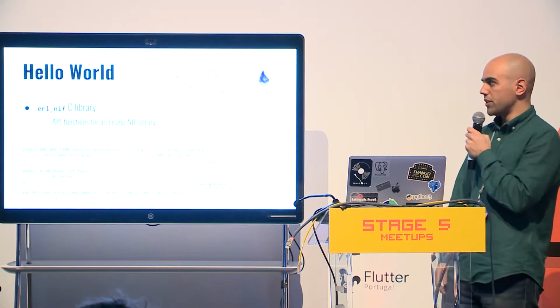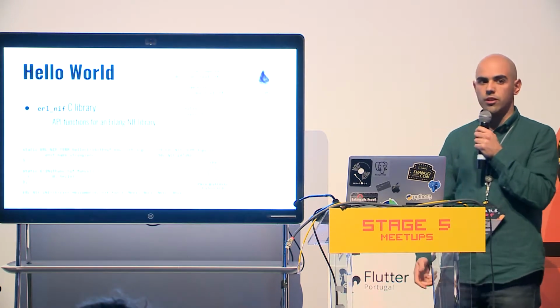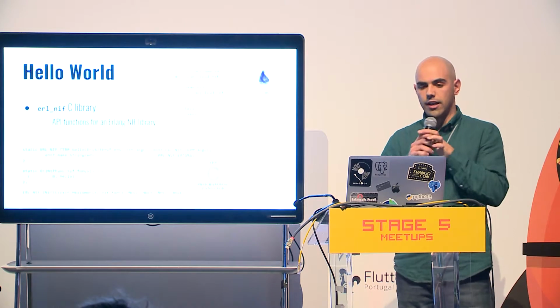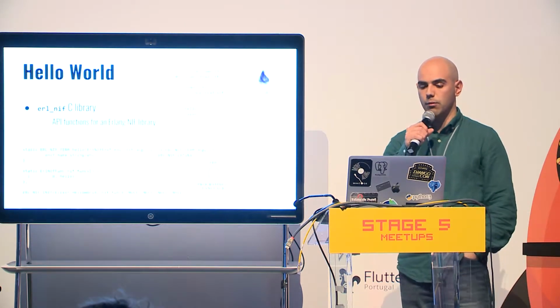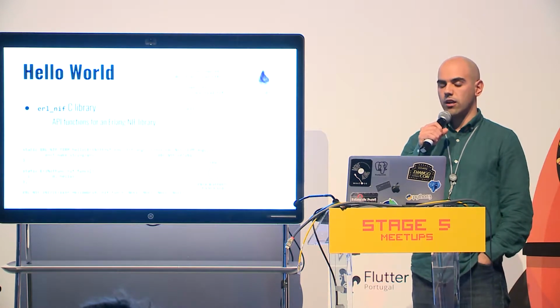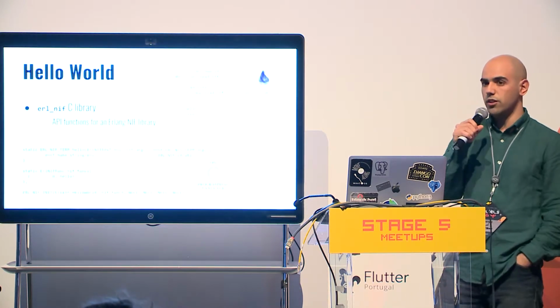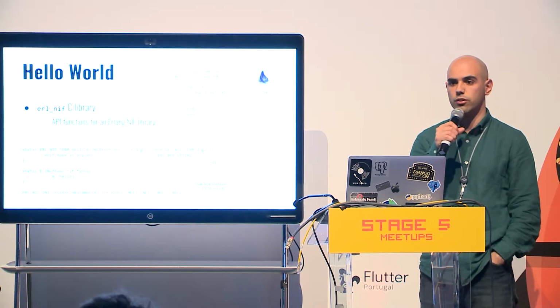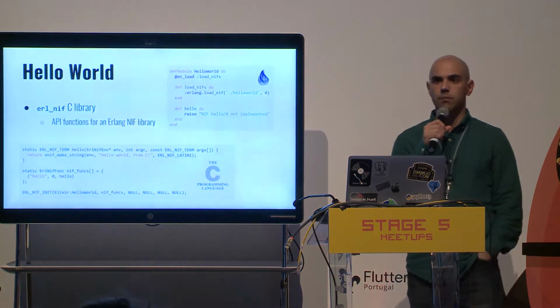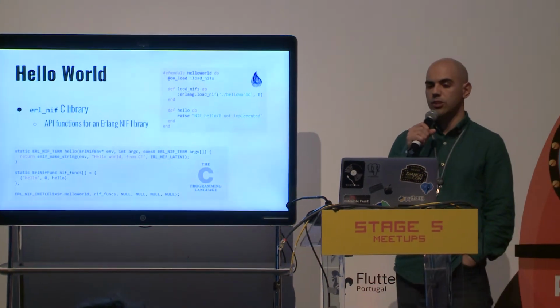The hello world for using NIFs is here. You have to use the erl_nif C library. It gives you API functions to build your own Erlang NIF library. In this case, on the top right, you can see the Elixir code. It's very simple. You just have to use the on_load callback in the module to call the Erlang function to load a NIF. This would be your compiled C library. In this case, helloworld.so. You don't see the .so there. That's omitted.